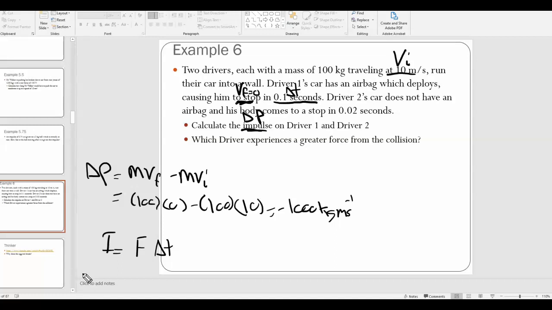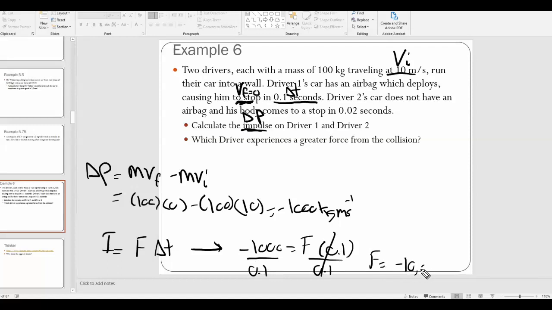So I can calculate the force on driver 1 because I know the impulse is negative 1,000. And so if I plug in 0.1 for delta T, I get negative 10,000 newtons. Okay, so that is the force acting on driver 1, which is quite a lot. Okay, but it could be worse.